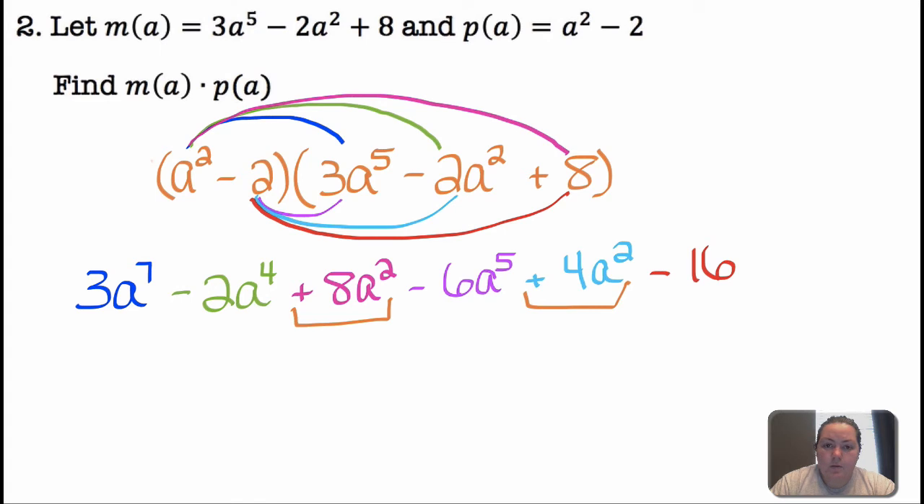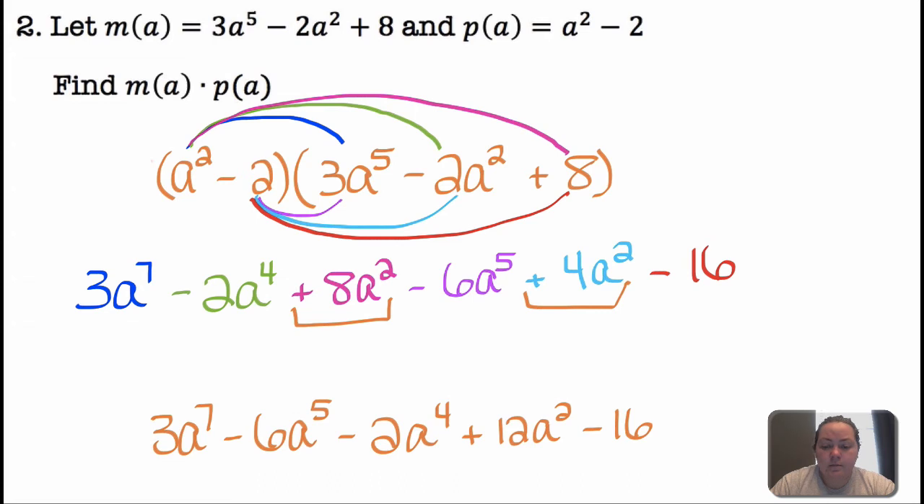All right, and then I'm going to put it from highest exponent to smallest exponent. So 3a to the 7th would come first. And then any a to the 6th, but I don't have that. So then my a to the 5th, so minus 6a to the 5th. Then my a to the 4th, so minus 2a to the 4th. Then my a to the 3rds, but I don't have any. So my a squared, so I'm going to combine my like terms: 8a squared plus 4a squared would give me 12a squared.